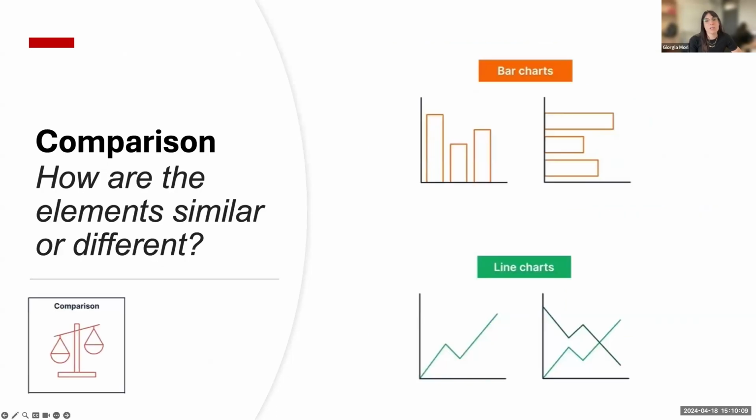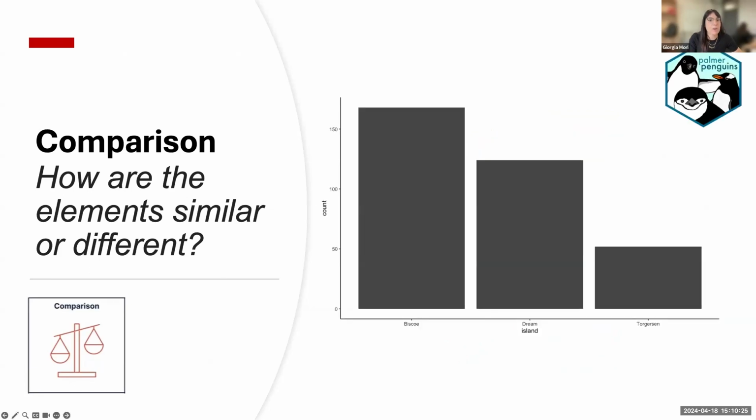Comparison visualizations allow you to examine differences between categories. Bar charts and line charts are common comparison visualizations as they show proportions and differences. Let's use the penguin dataset as an example. In this bar chart, we have the name of the island on the x-axis and the number of penguins living in each of these islands on the y-axis. And using bar charts, we can compare variables.